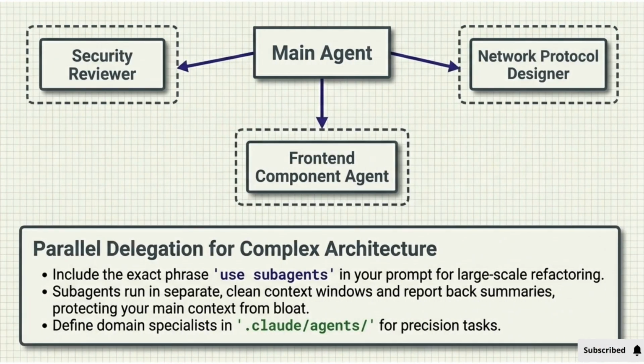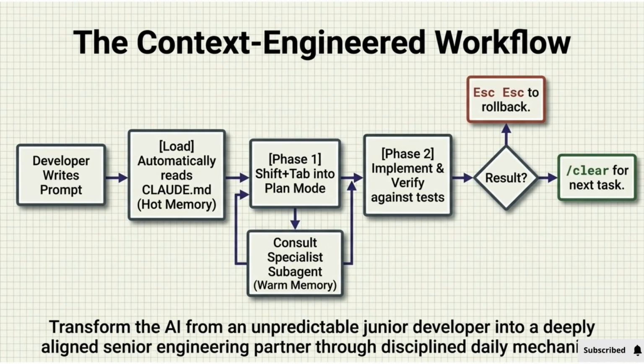For complex architecture, use parallel delegation with subagents. Include the phrase use subagents in your prompt. This protects your main context from bloat, as subagents run in separate, clean context windows. This context-engineered workflow transforms the AI into a senior engineering partner. The process flows from prompt to plan mode, implementation against tests, and finally, either rollback or clearing the context for the next task.